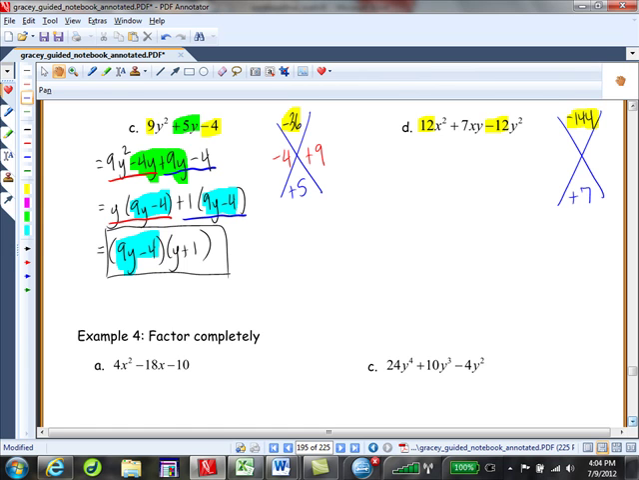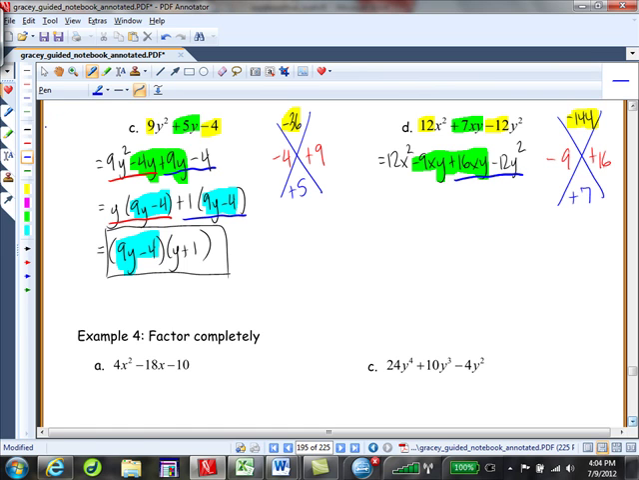So what do you think? 16 and 9 I think will fit the bill, you'll find. And let's see, the 9's got to be negative and the 16 positive. So here we are. We will get 12x squared minus 9xy plus 16xy minus 12y squared. We split our 7xy into these two terms here.